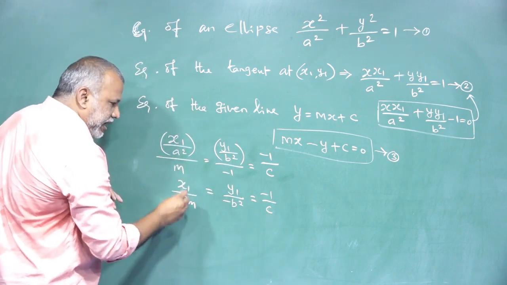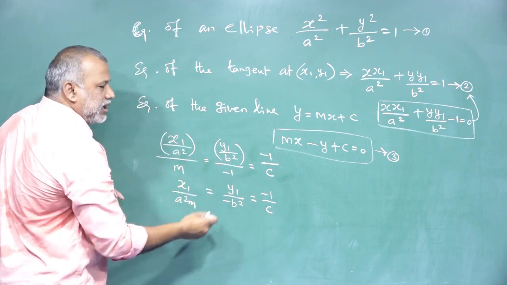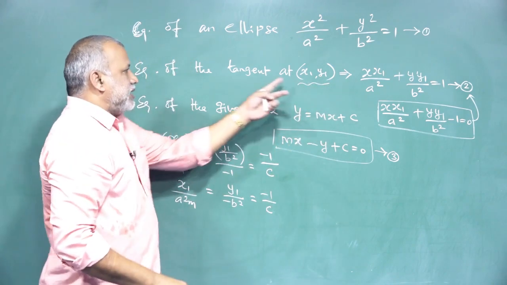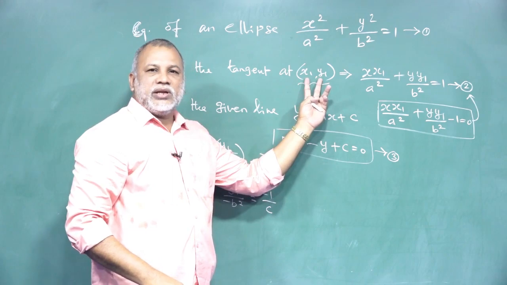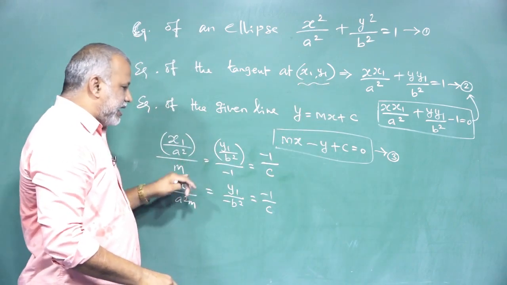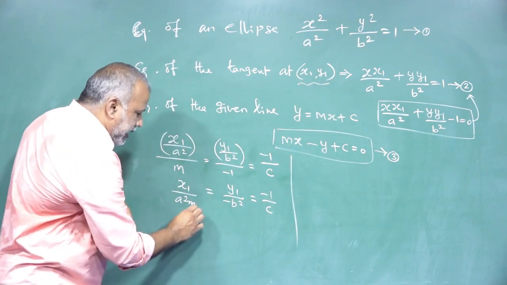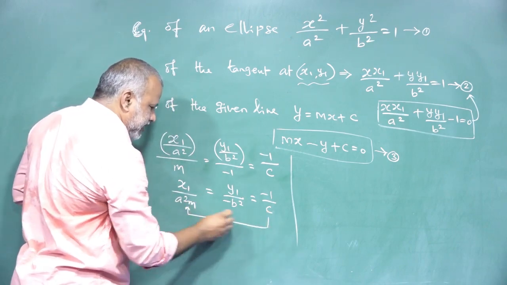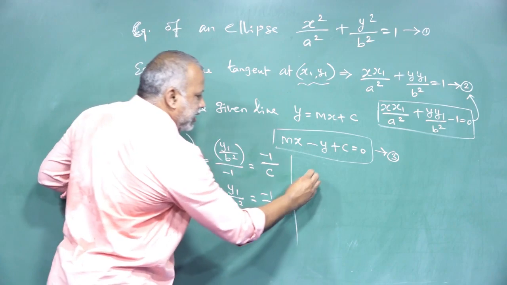So from this I am able to find out x1 and y1, because the point we need is x1 comma y1. From this I can find it out. Listen to this one, comparing the first and last, that means equating first and last. What is the value here?